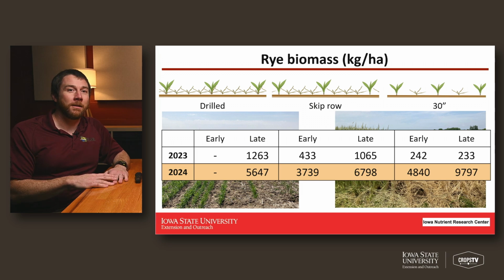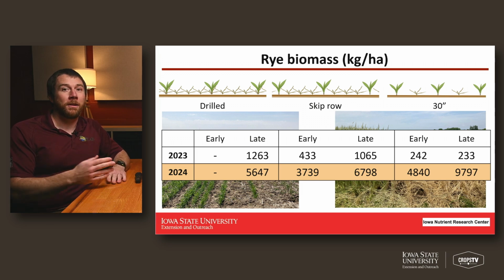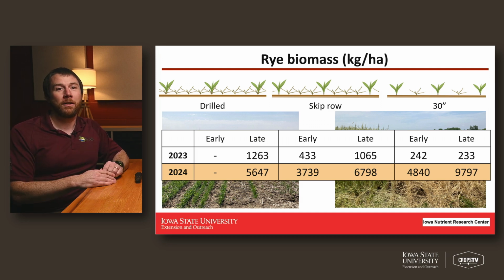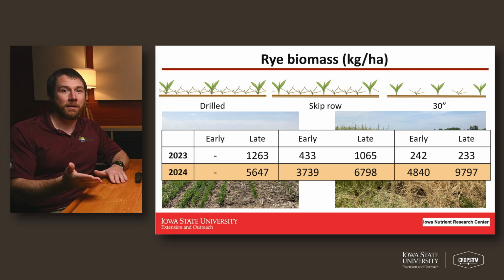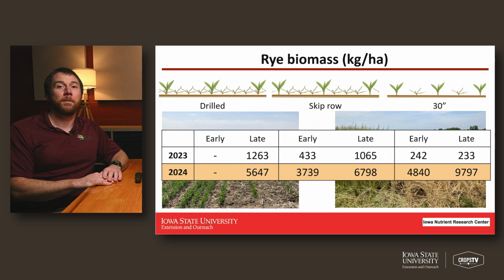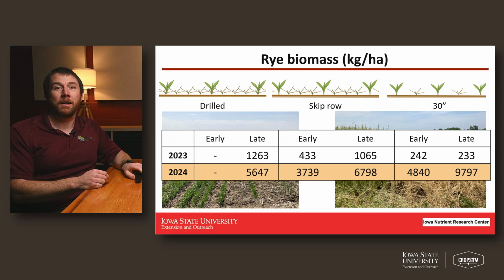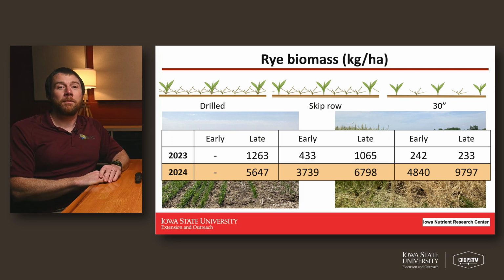In 2023 especially, it really followed the trend that we'd expect: if we're planting less rye on the landscape in the skip row and the 30-inch row, we're getting less biomass. And then within those, if we let it grow a couple weeks longer, we're getting more biomass again. But for the most part, that followed what we would expect.